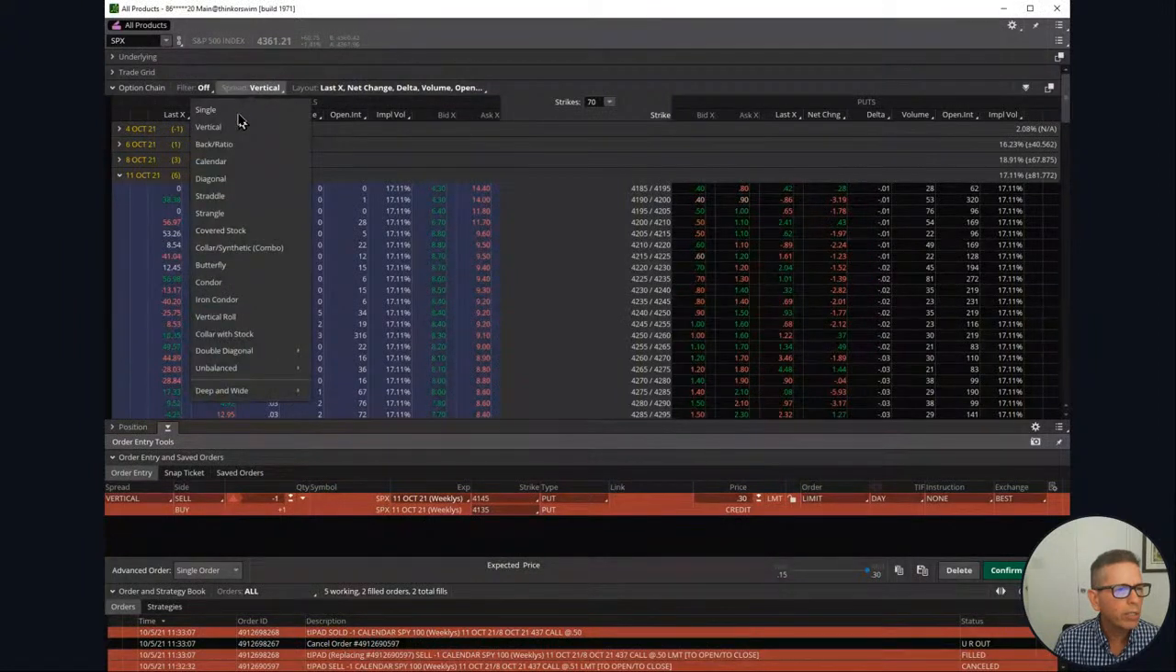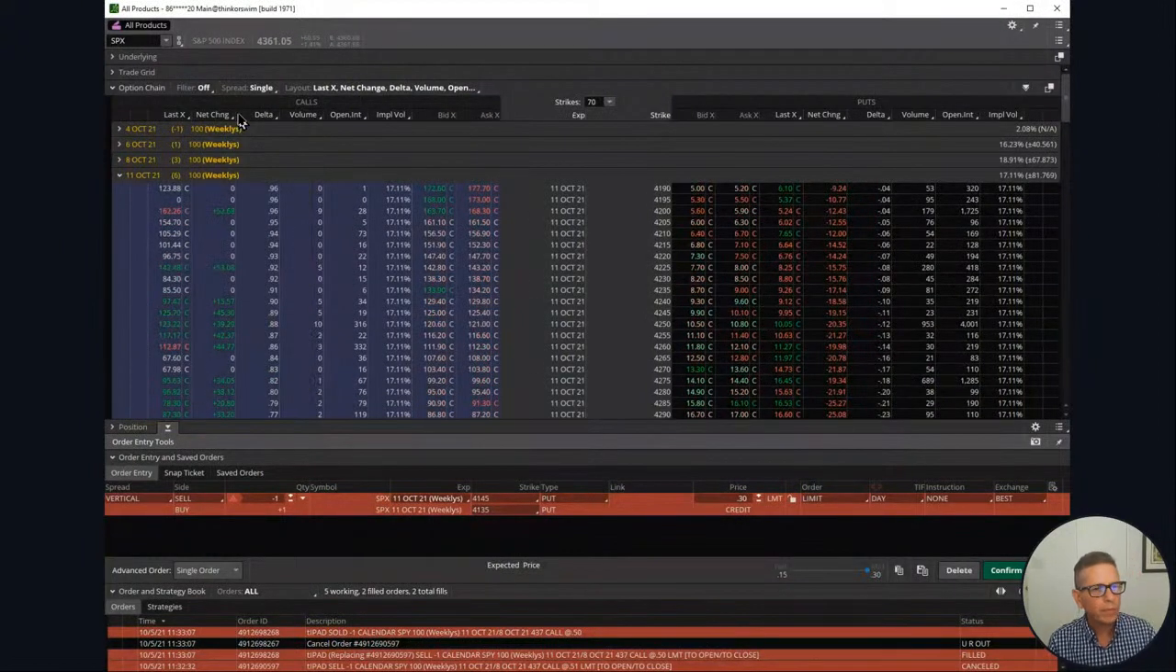I'm going to change this to single, right? Okay. So now you can see the real delta here. So now we want to get in between 4,200 and 4,205. That's where your 12 delta is on the short leg. So that's where I'm going to place my short position now. I'm looking at the market, it's going down a little bit. So I'm going to use 4,200 for the short leg, right?